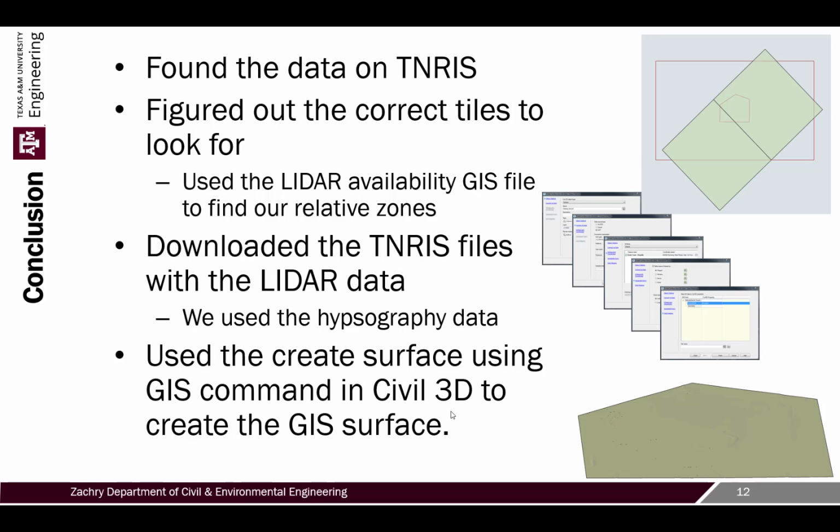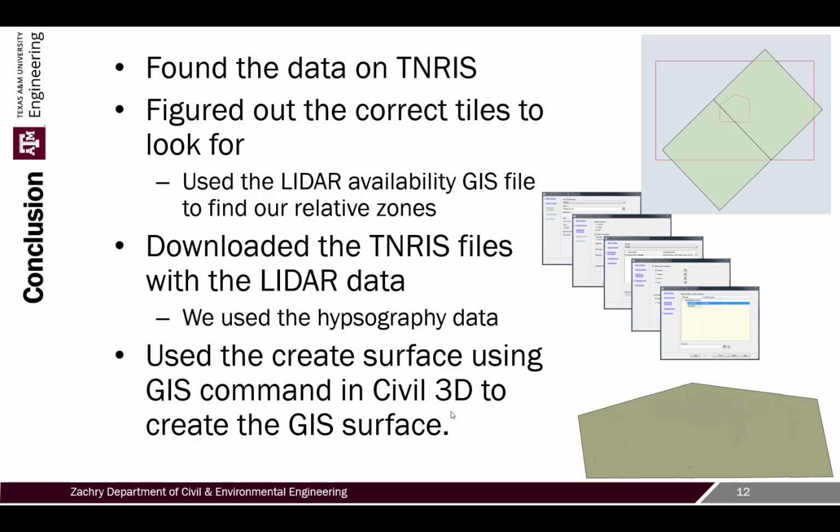Then we went in and downloaded the TNRIS files that had that data in it. In our case, there were 3 different types. There was DEM, there was actually the full LiDAR scan, and then there was hypsography data, and that's the one we picked. It's a little bit smaller data set. Then we went ahead and in Civil 3D, we used Create Surface using GIS, and we stepped through it and brought in the GIS surface into Civil 3D.